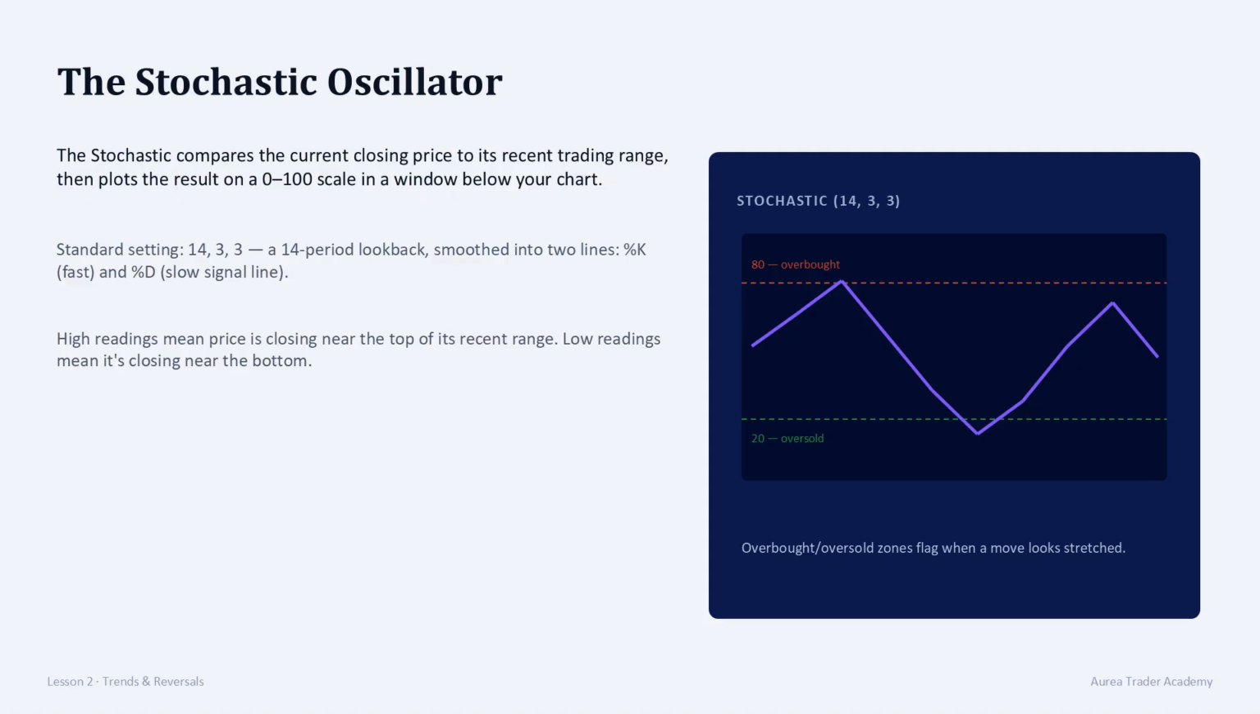The stochastic compares the current closing price to its recent trading range, then plots the result on a 0 to 100 scale in a window below your chart. The standard setting is 14-3-3, a 14-period lookback, smoothed into two lines, %K, the fast line, and %D, the slow signal line. High readings mean price is closing near the top of its recent range. Low readings mean it's closing near the bottom.